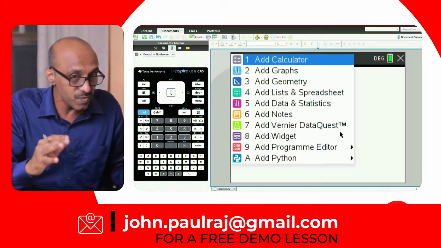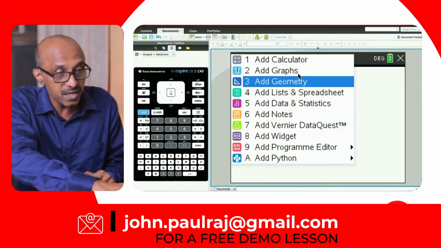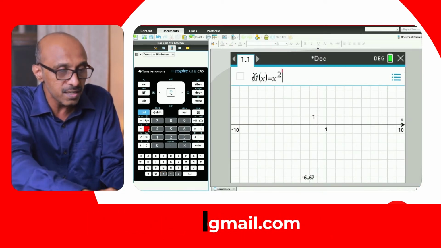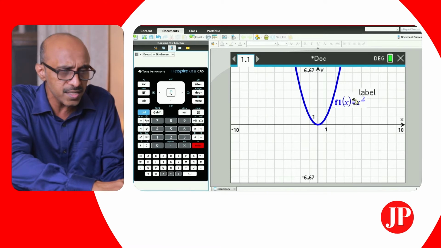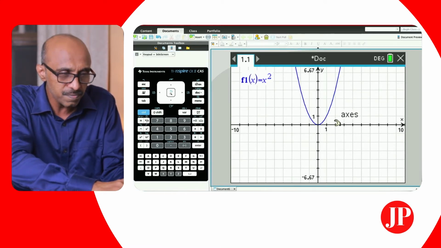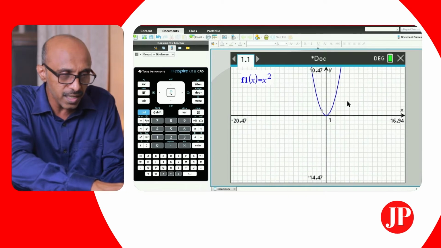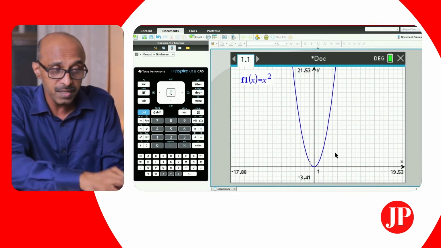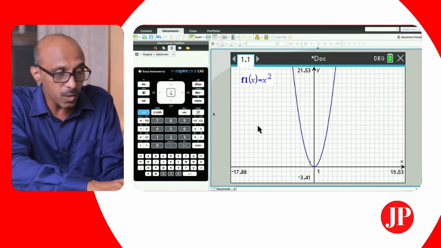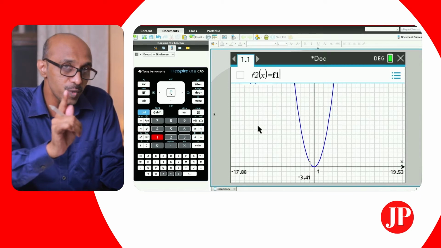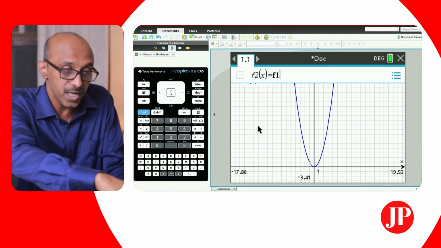Let's find out. We go to the graphing calculator, and here let's add a graph page. The first thing we do is add y equals x squared as our parent function. Let's move the label away. There you go, that's the graph of y equals x squared, the parent. Now, let's add the transform function f1. Remember, f1 was our parent quadratic.